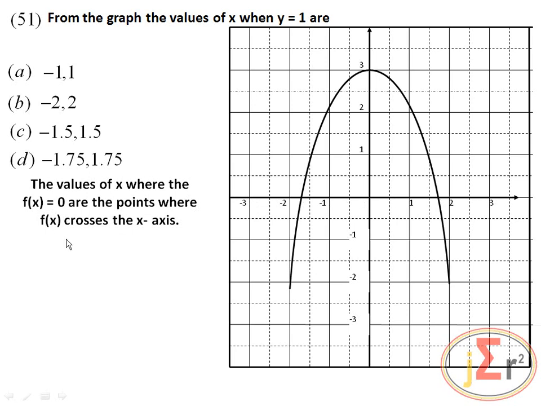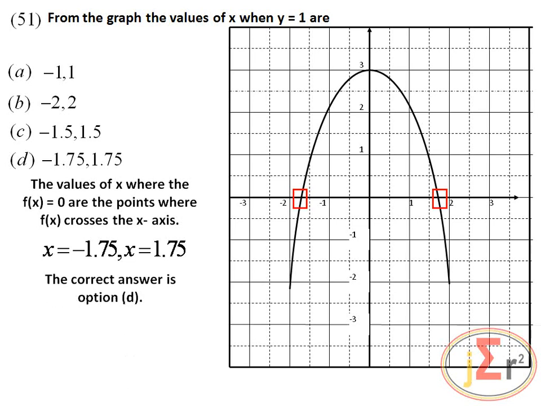We need to find where the curve crosses the x-axis. That is, where this function is equal to 0. It is equal to 0 on the x-axis. What are the points on the x-axis? There we have them. The 2 points turn out to be x is equal to negative 1.75 and x is equal to a positive 1.75 right there. The correct answer is option D.